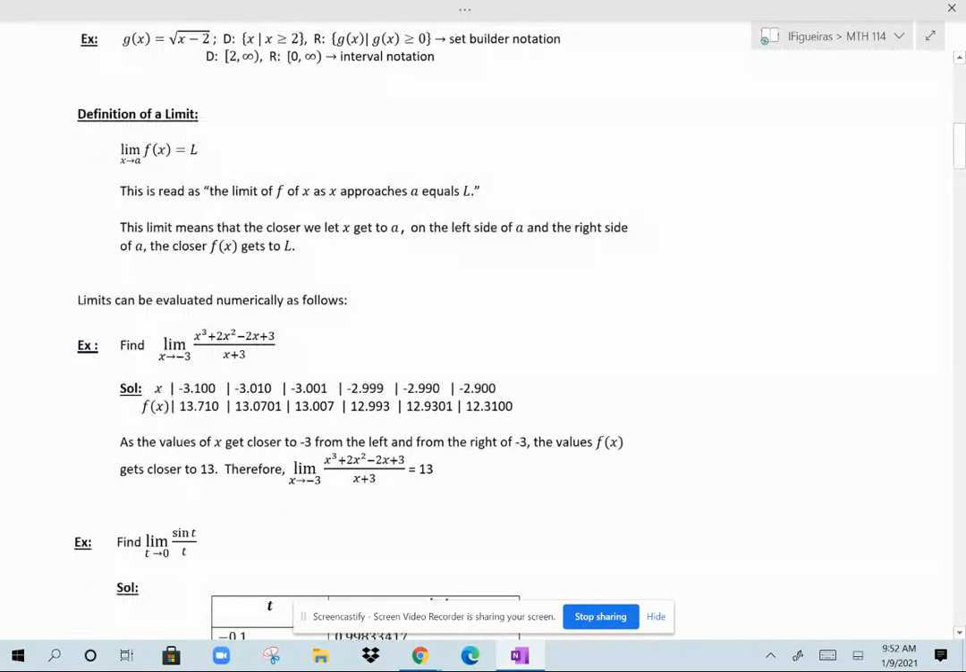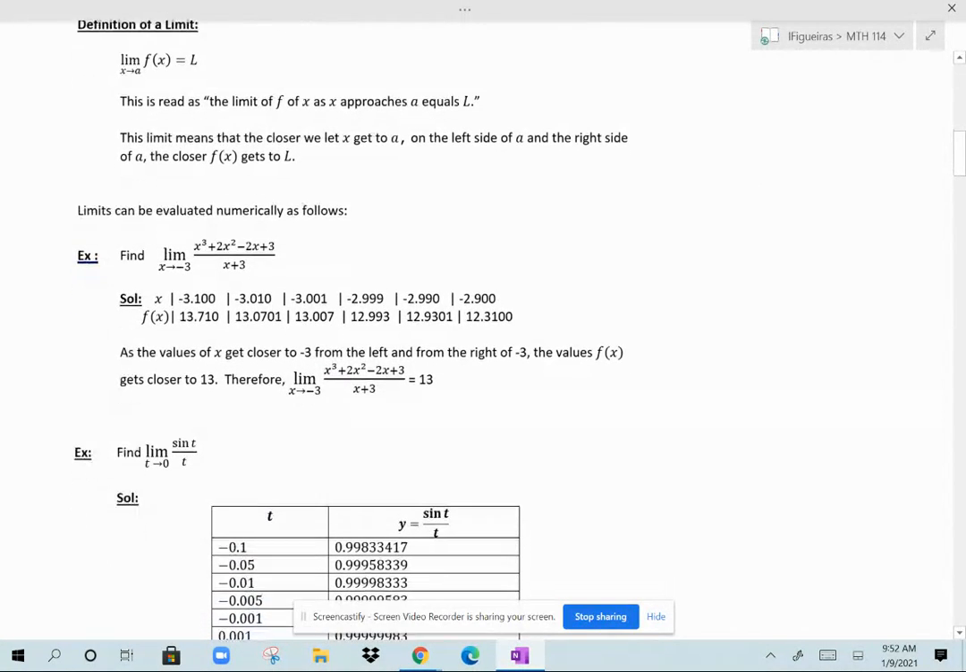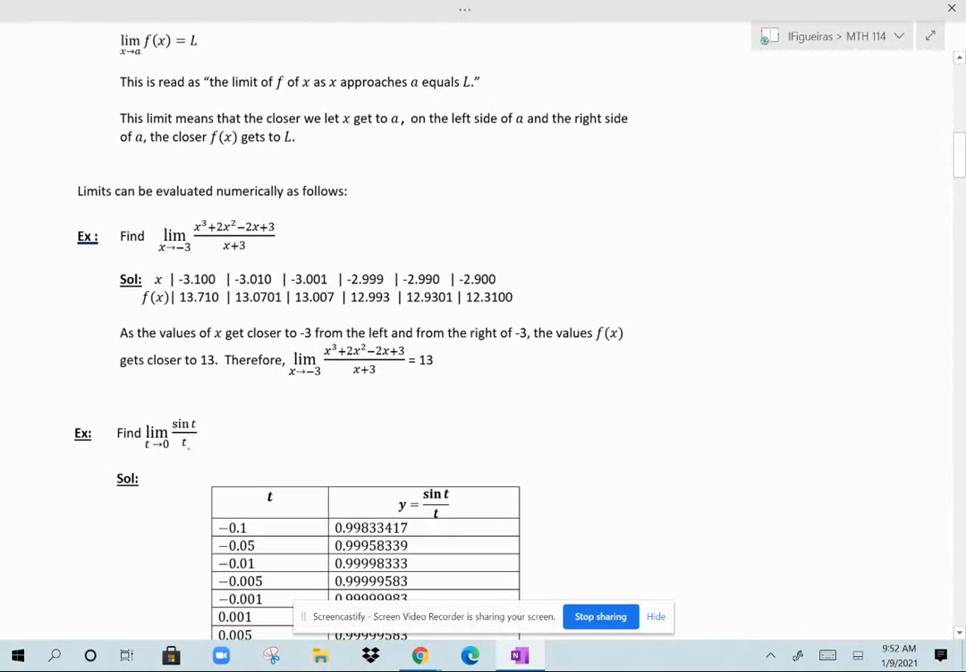All right, so here's another example of how to compute something numerically. We have the limit as t approaches 0 of sine of t over t. So again, sine of t over t is not defined at 0, because I would be dividing by 0, but that doesn't mean that the limit does not exist.